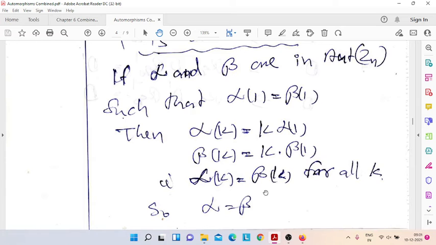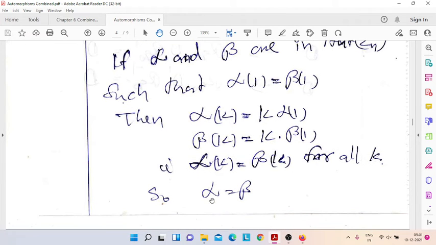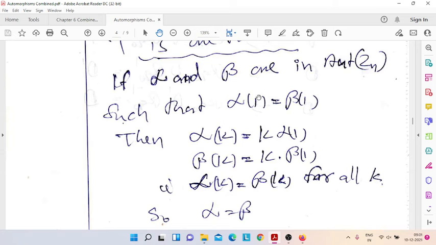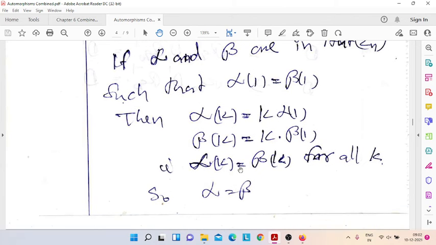Thus we get that alpha k equals beta k for all k, and since this is true for all k, alpha equals beta. So whenever we take two elements alpha and beta in the automorphism group of Zn such that alpha 1 equals beta 1, then alpha equals beta.